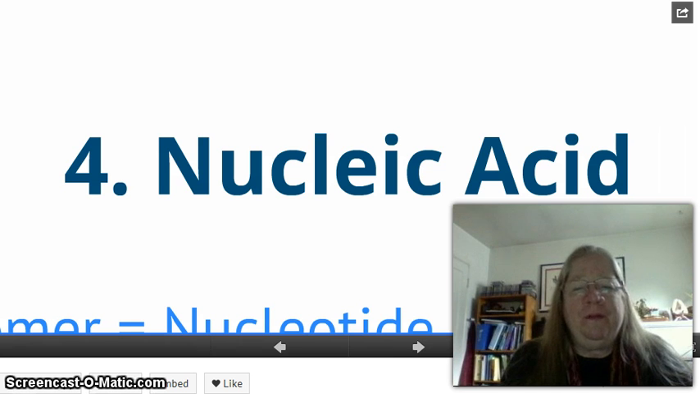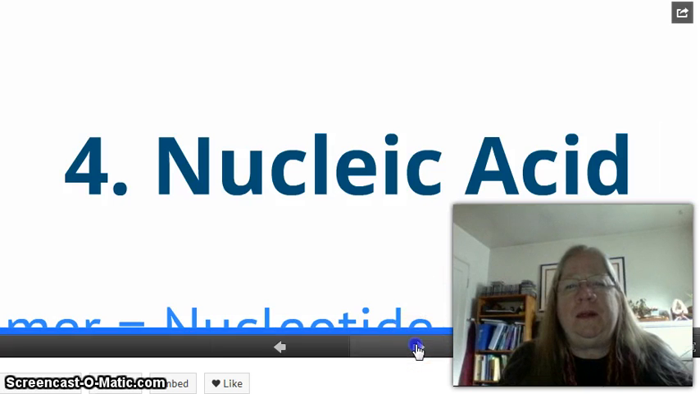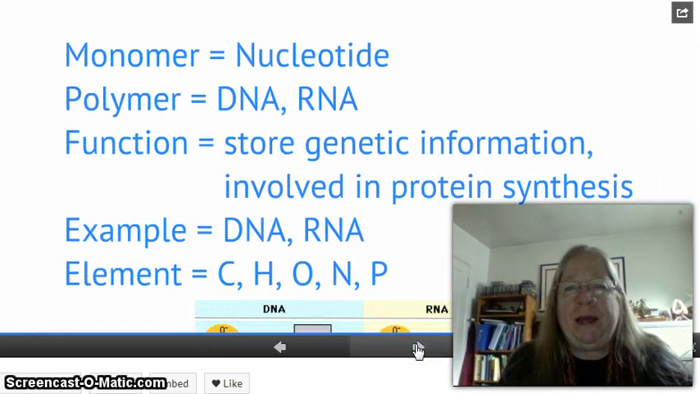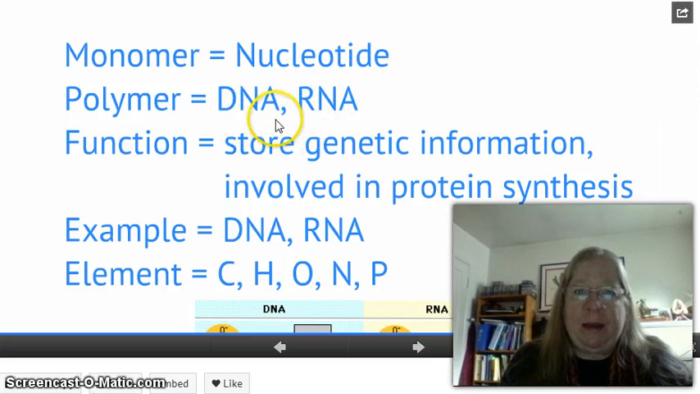Okay, so we've just talked about proteins, carbohydrates, lipids, and now we're on our fourth macromolecule, nucleic acids. So the monomer units of nucleic acids are nucleotides. Examples of nucleic acids are DNA and RNA.